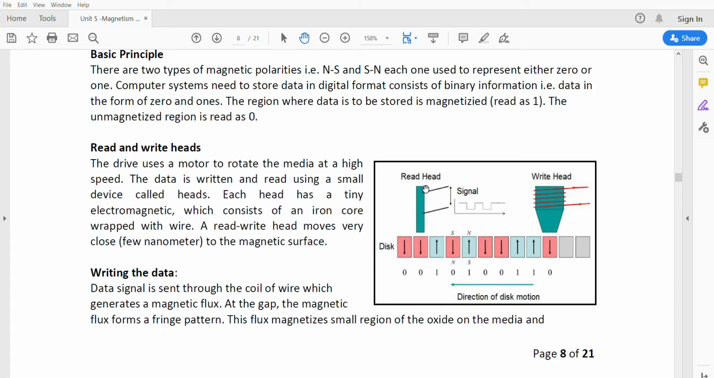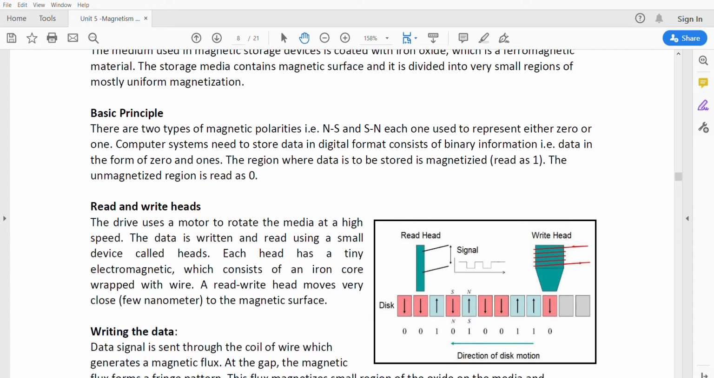Here the read head also moves on the disk and it will identify the zeros and ones present on the disk by the developing of the signal, and that will generate the magnetic flux around here. From the signal we can read the data which is stored on this disk.